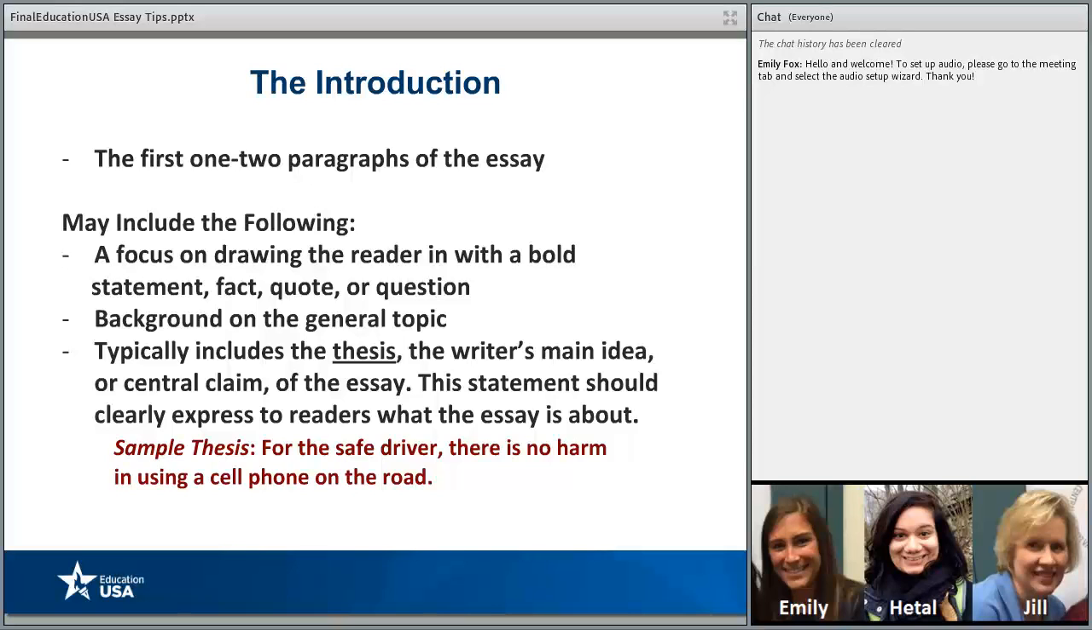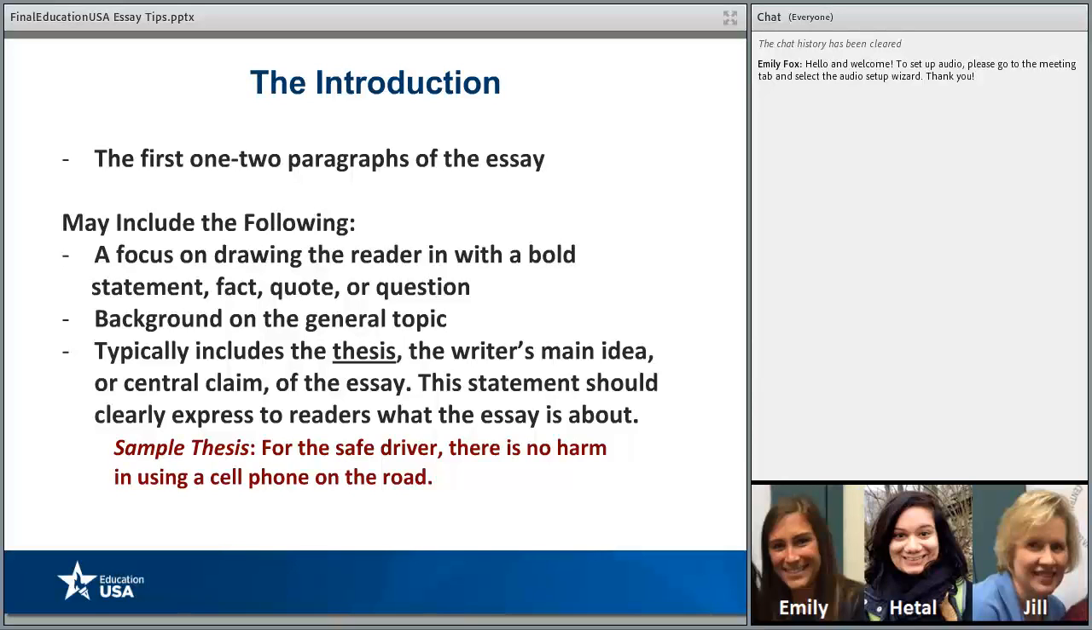Then you have some other options. You can provide some general background on the topic. So if you're talking about, for instance, a local issue in your paper, maybe you can start by discussing it on a national level and kind of narrow it down. So the way I like to present it is in your introduction, you're sort of taking a general topic and moving it into the more specific range.